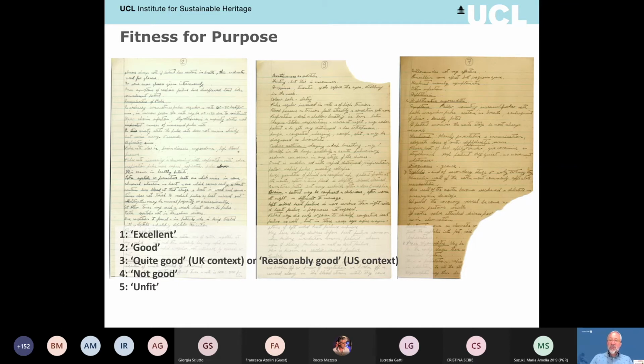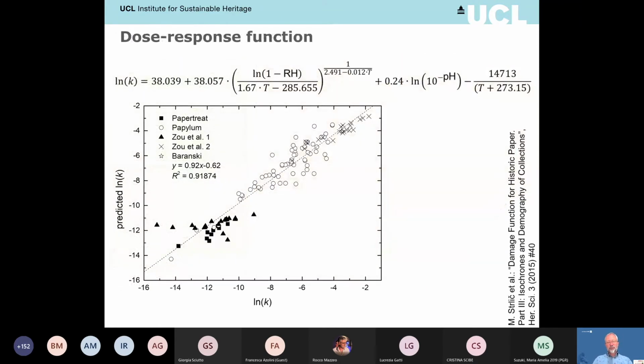So we considered the damage threshold to be between 4 and 5, meaning that those papers that were graded as 4 were still good enough for access, but those that were graded as 5 were considered unfit for use. And that, for us, constituted the damage threshold. So any documents that were degraded beyond 4 were considered as unfit for purpose.